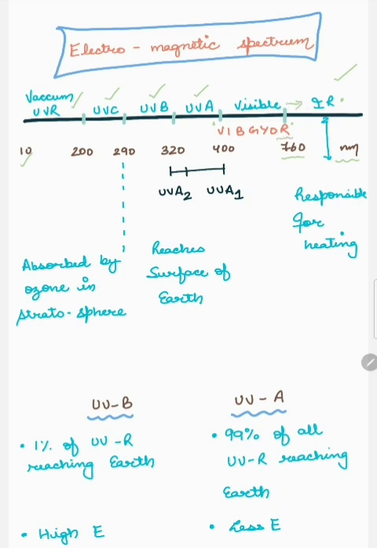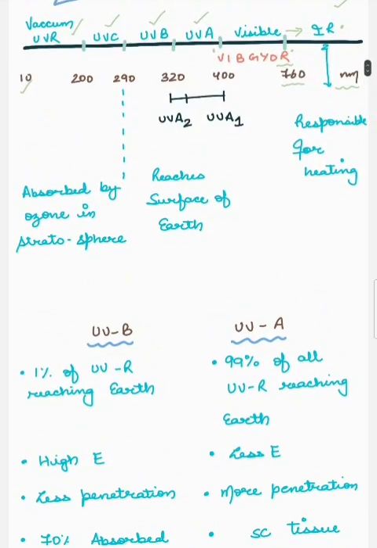So how do these different wavelengths reach the Earth? Usually the vacuum UV radiation and the UVC radiation are absorbed by the ozone and stratosphere and don't reach the surface of the Earth. The wavelengths that reach the surface of Earth are beyond UVC, that is the UVB, UVA, visible and infrared. These are the ones that will reach the surface of the Earth, and infrared is responsible for heating.